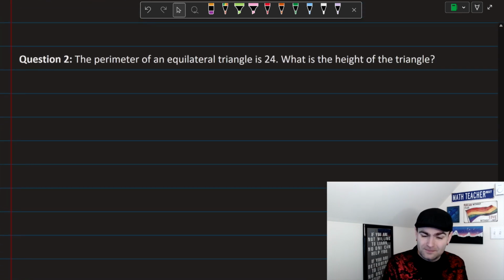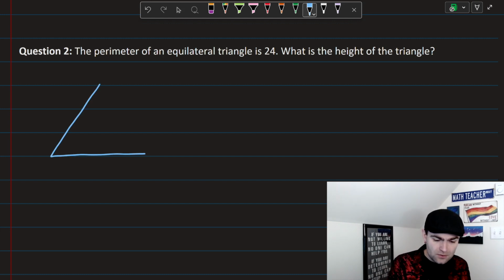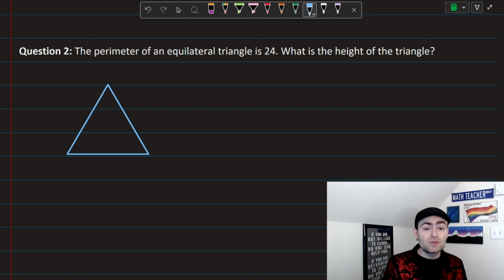Let's try another one. So the perimeter of an equilateral triangle is 24. What is the height of the triangle? Well, an equilateral triangle, I'll do my best to draw one here. That's not quite good. Let's try one more time. That's better. So we know the perimeter is 24. Well, equilateral triangles, all the sides are the same length, so 24 cut by 3 would be 8.